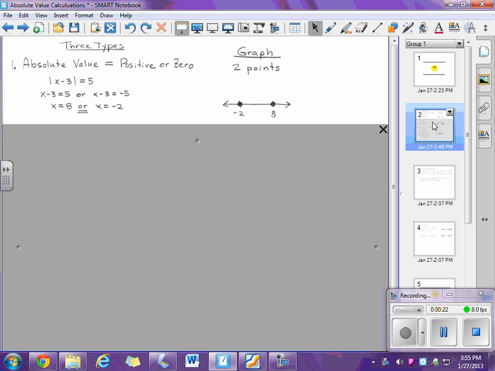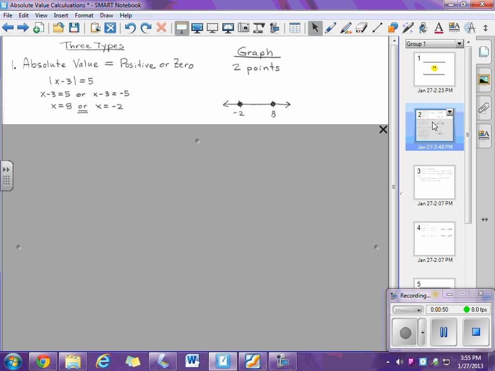Here's an example. The absolute value of x minus 3 is equal to 5. That's only going to happen when what's inside the absolute value bars is equal to 5, or what's inside the absolute value bars is equal to a negative 5. So we're going to write the two equations, x minus 3 equals 5, or x minus 3 equals negative 5, and we do need the or.